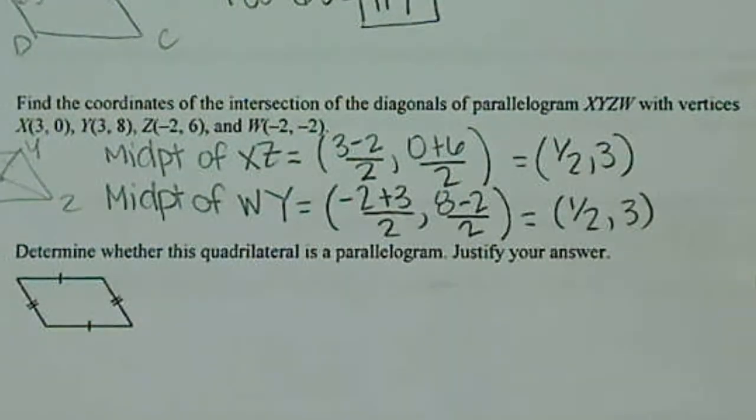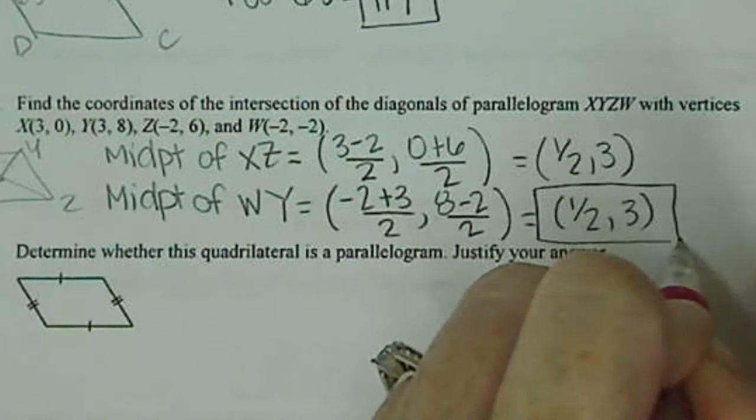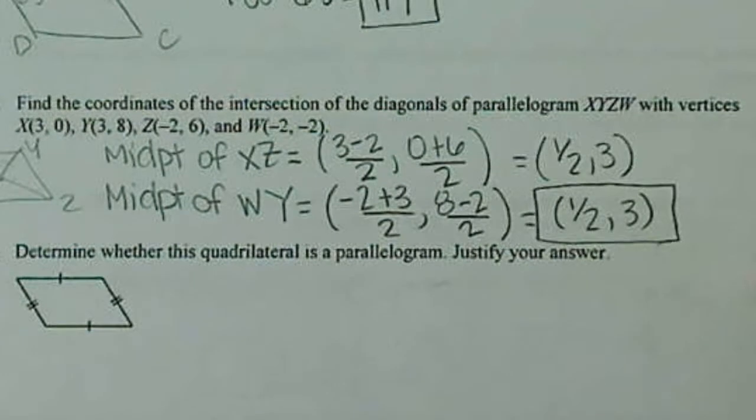Hey, it's the same point, which is what we wanted. So that is the intersection of our diagonals. And hopefully if you graphed it, you would get the same point. You would go 1/2 over on the x-axis, up 3 on the y.